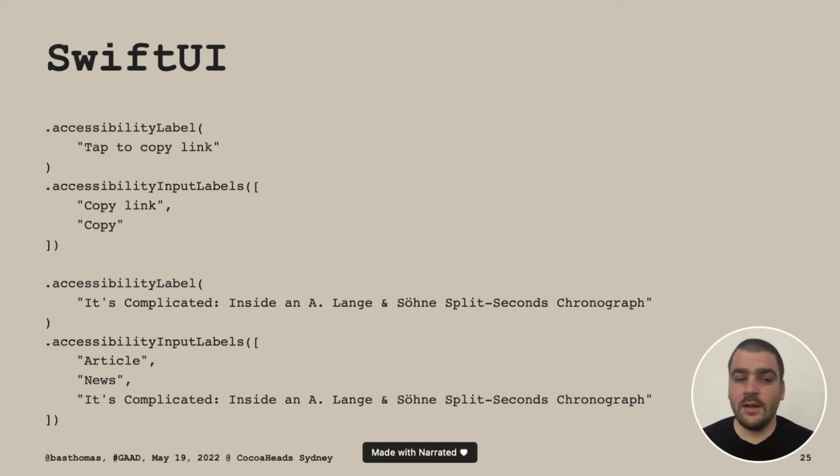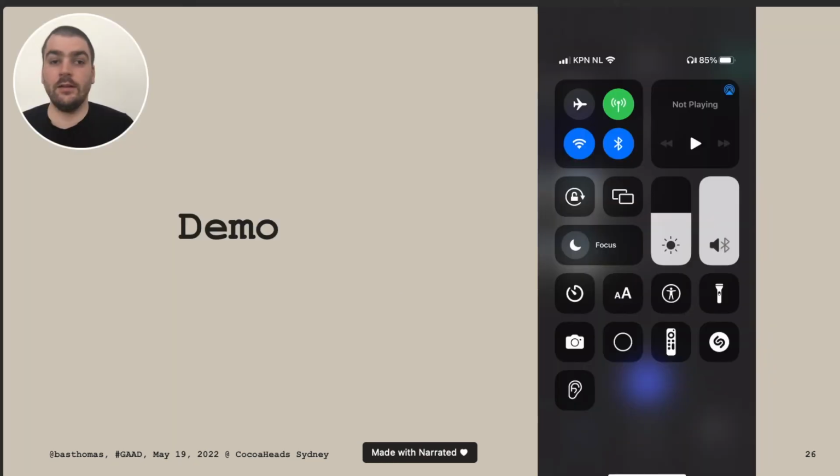And then for a second example, we have our accessibility label again and our accessibility input labels, where now we're recopying the whole label, although in the end we'll probably still have some kind of model where we can pass this in from. But in terms of the API, it's relatively similar. So let's now take a look at a demo of voice control.